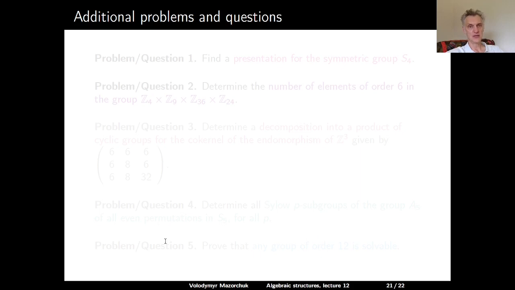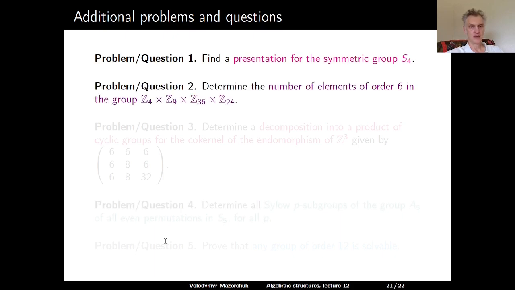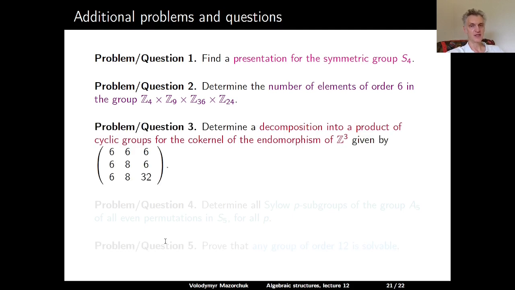Some additional problems and questions at the end. Question 1. Find a presentation for the symmetric group S4. Question 2. Determine the number of elements of order 6 in the group Z4 times Z9 times Z36 times Z24. Question 3. Determine a decomposition into a product of cyclic groups for the cokernel of the endomorphism of Z3 given by the matrix 6, 6, 6, 6, 8, 6, 6, 8, 32.